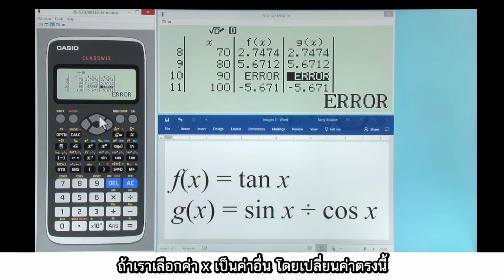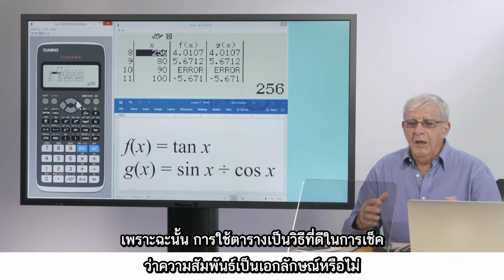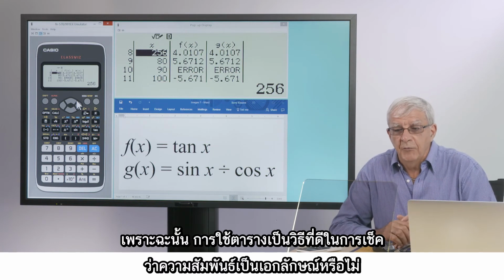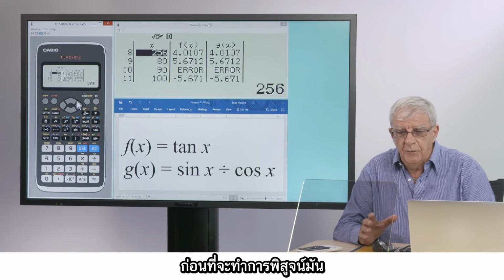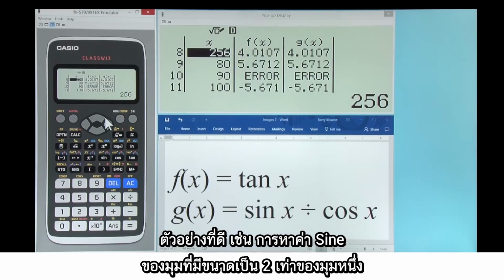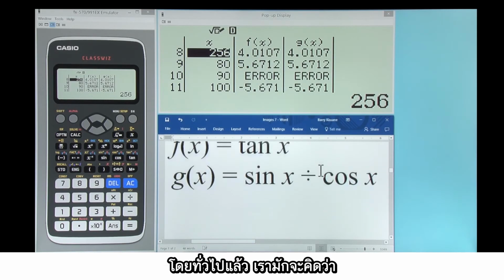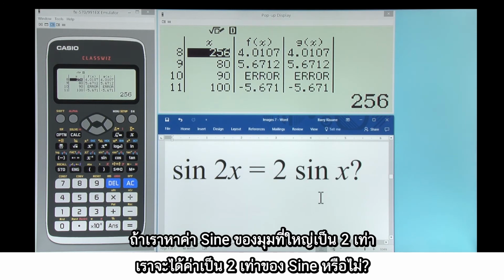So if we choose other values of x by changing a value here, 256, we can see the same is true. So a table is a useful way to test whether a relationship seems to be an identity before attempting to prove it. A good example involves finding the sine of an angle that is twice as large as another angle. So a natural thing to think is, if we get the sine of an angle that's twice as large, is it 2 times the sine?